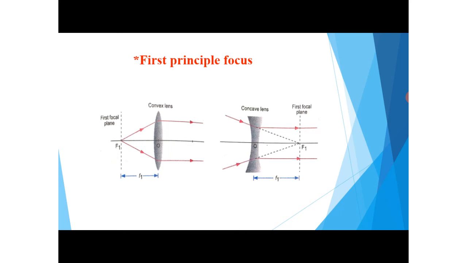Now in the case of a concave lens, you can see from the figure, we have a biconcave lens. The light rays are incident on this lens, and after being refracted, they go parallel to each other.